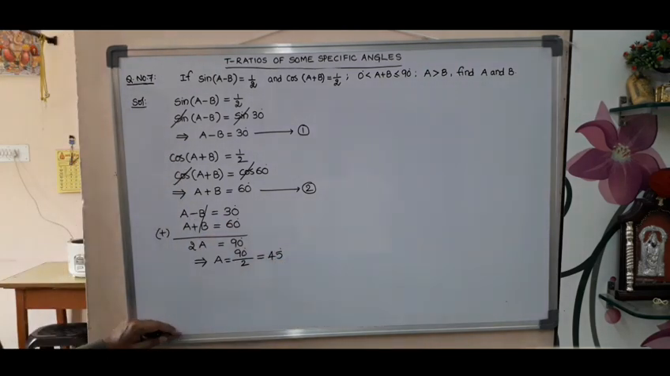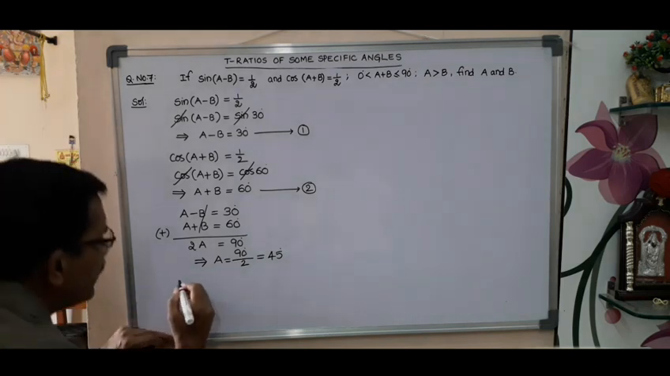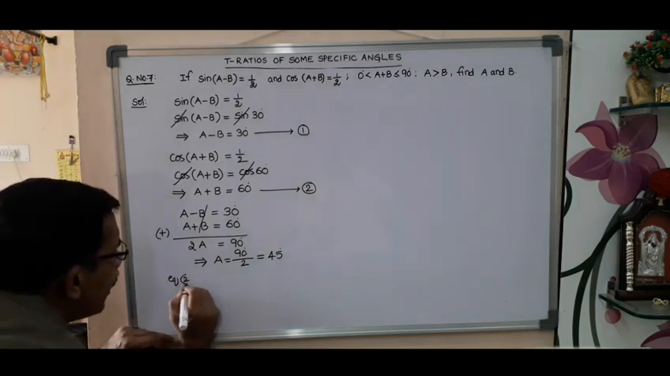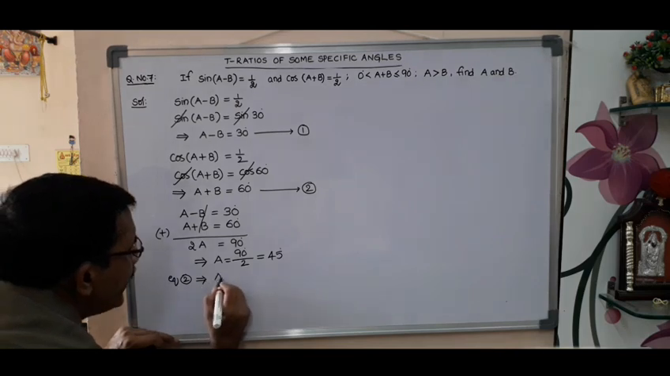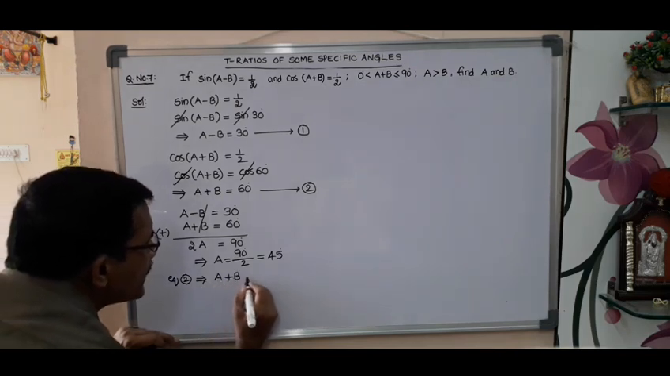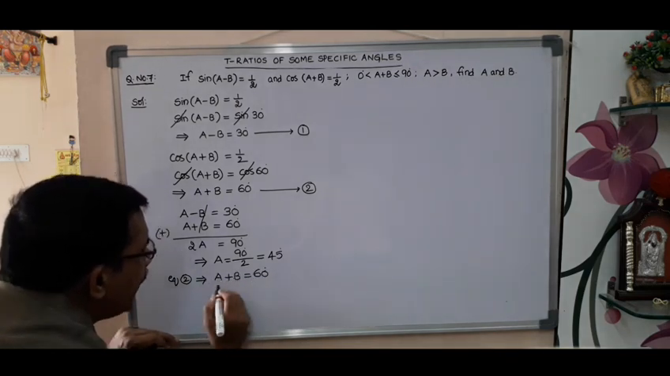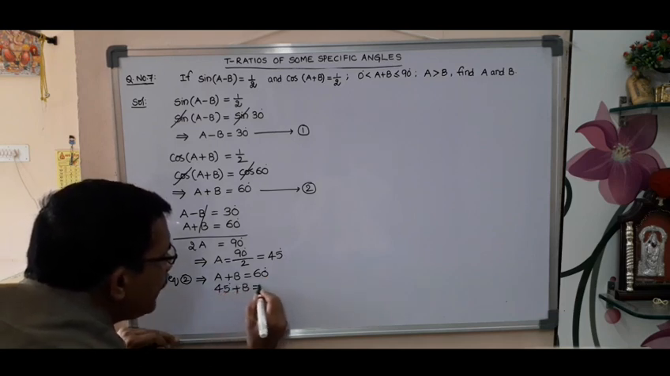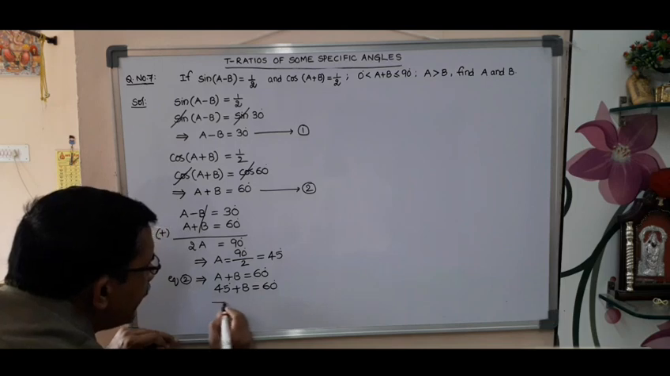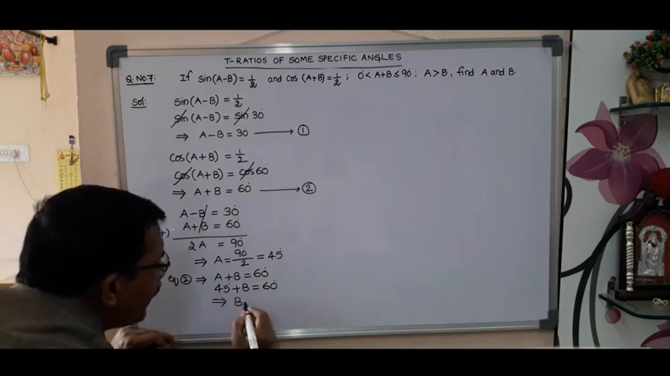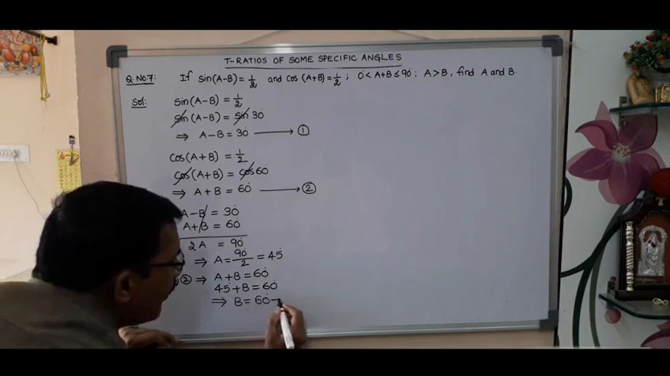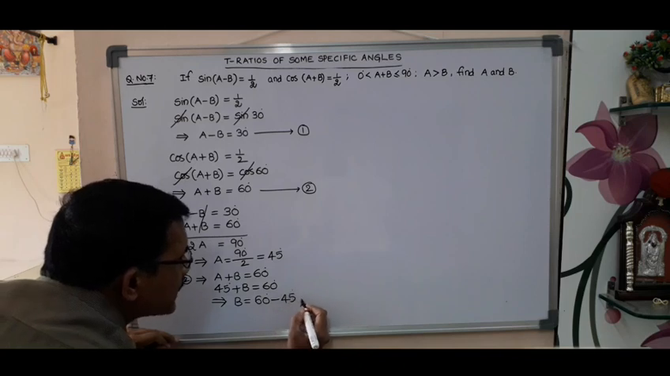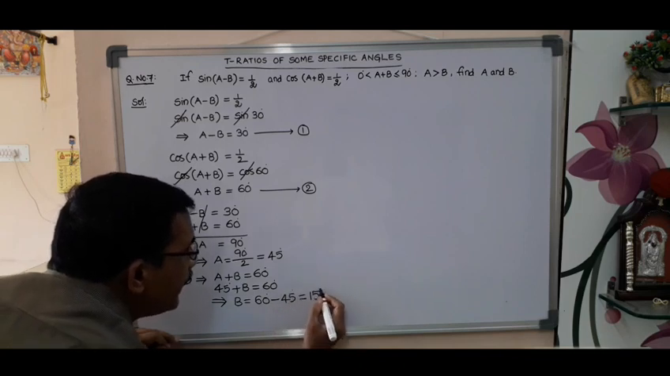We will substitute this value in equation 2. A + B is equal to 60 degrees. The A value is 45 degrees, plus B is equal to 60 degrees, so B is equal to 60 degrees minus 45 degrees, that is equal to 15 degrees.